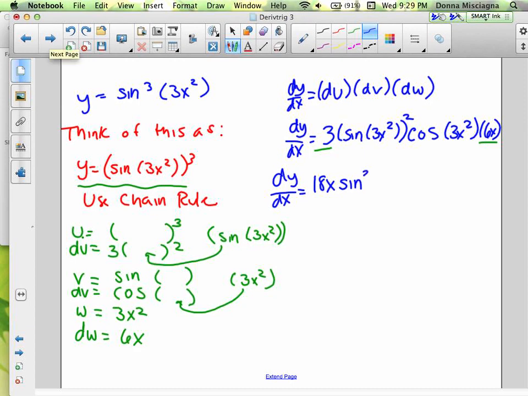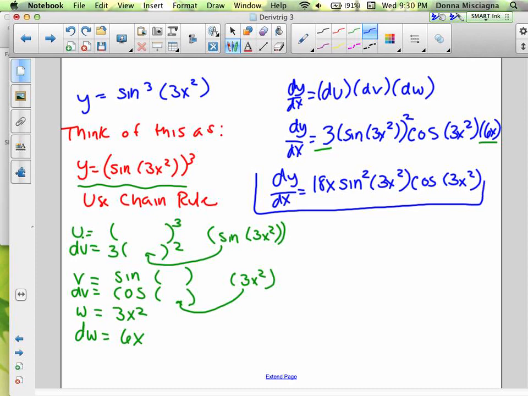18x sine squared of 3x squared, because we usually put it there, right? It's fine to put it there for now, on the outside. And then let's move back to the inside where it normally goes. 18x times sine squared of 3x squared, and then times the cosine of 3x squared. And there we go. There's our derivative, right?